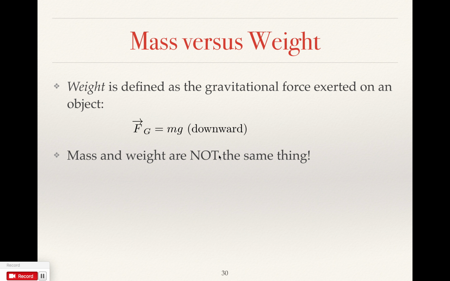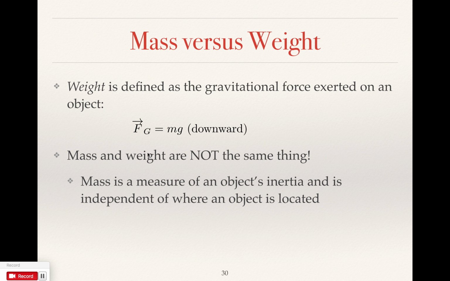Now, the important thing to remember is that mass and weight are not the same thing. Remember, mass is a measure of inertia, and weight is the force of gravity. We're used to using them interchangeably, but in physics they are different. The important thing is that since mass is a measure of an object's inertia, it's independent of where the object is located.